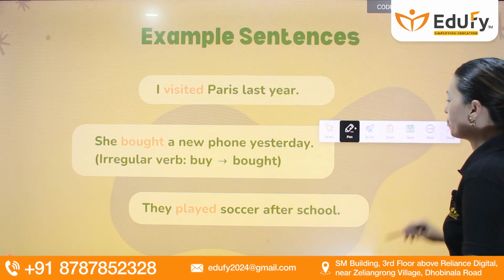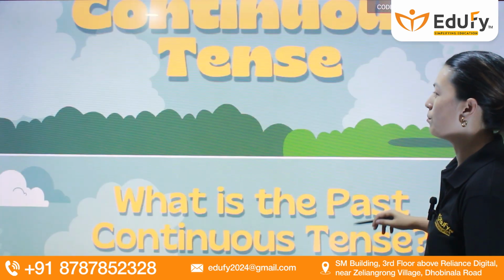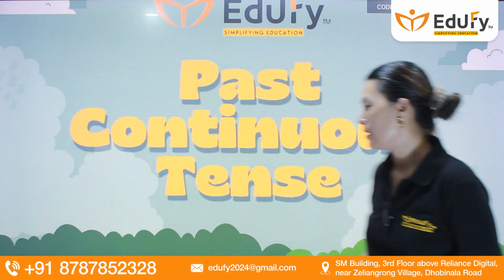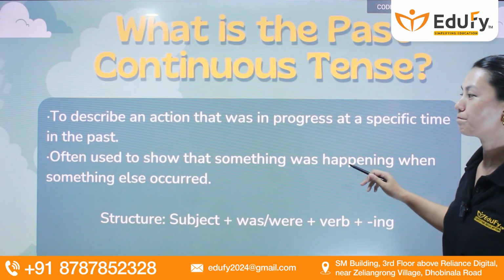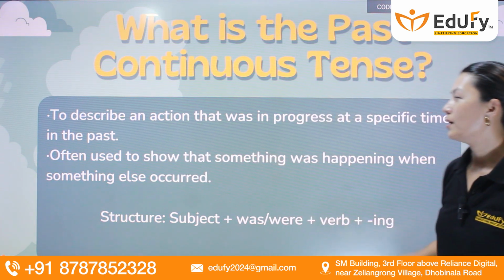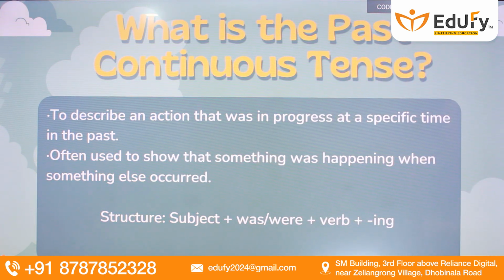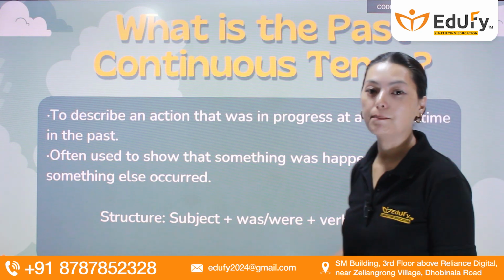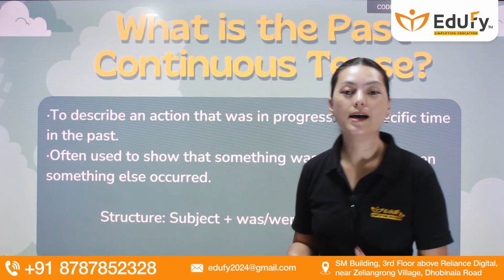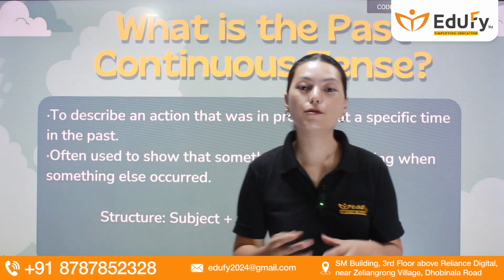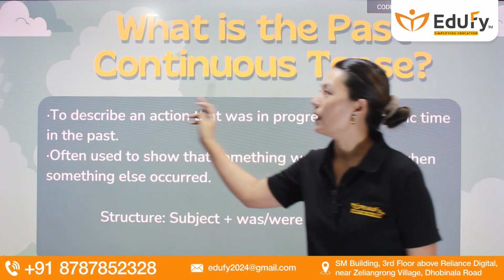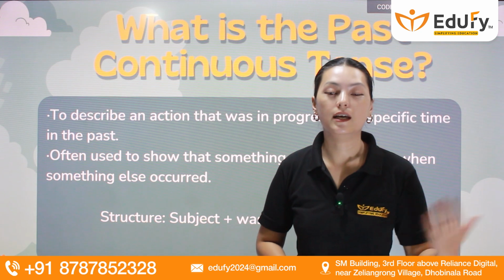Now, when we move forward, we also find another form of the tense, that is the past continuous tense. Let's look at the definition. A past continuous tense is used to describe an action that was in progress at a specific time in the past. That means the action is completed, it has happened in the past. It has no relation with the present. But the main thing is it was continuing in the past.